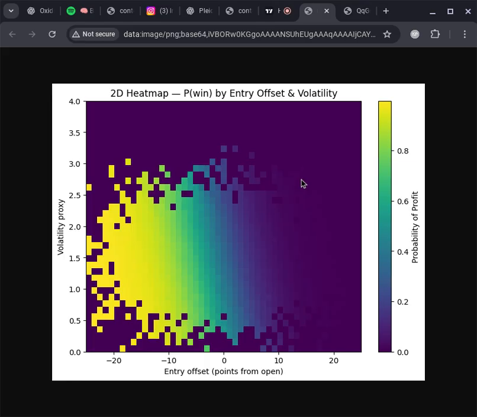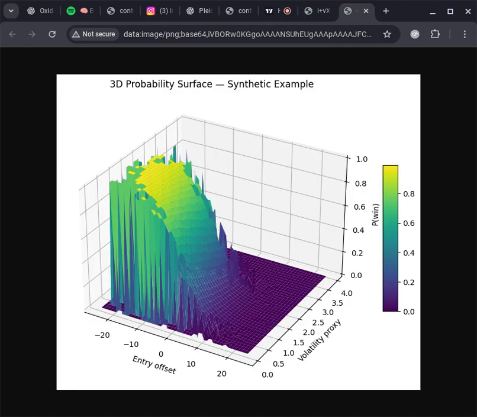Dark color indicates lower probability, and bright color indicates higher probability. As we can see, entering below the open when volatility is moderate tends to produce the highest probability of success. So what it gives us is a conditional probability, or we can say an edge. Here's the clear diagonal region where the probability rises above 60%, highlighting the systematic intraday edge. I'm sorry for my English. Now let me show you the 3D graph, and I hope you understand what I'm saying.